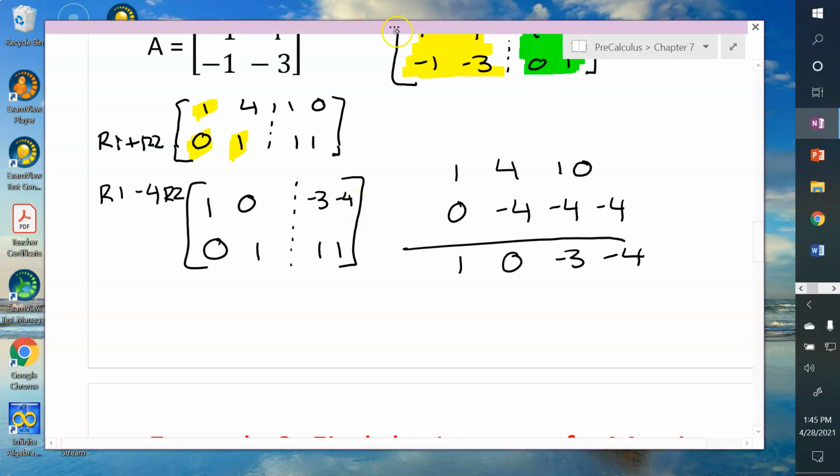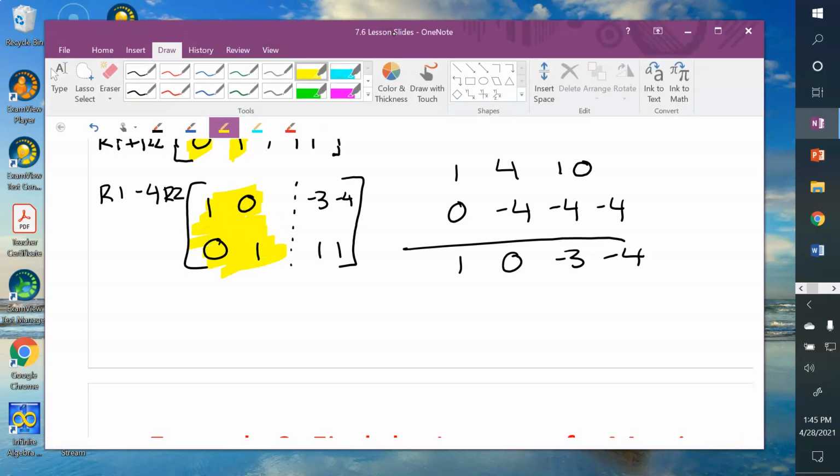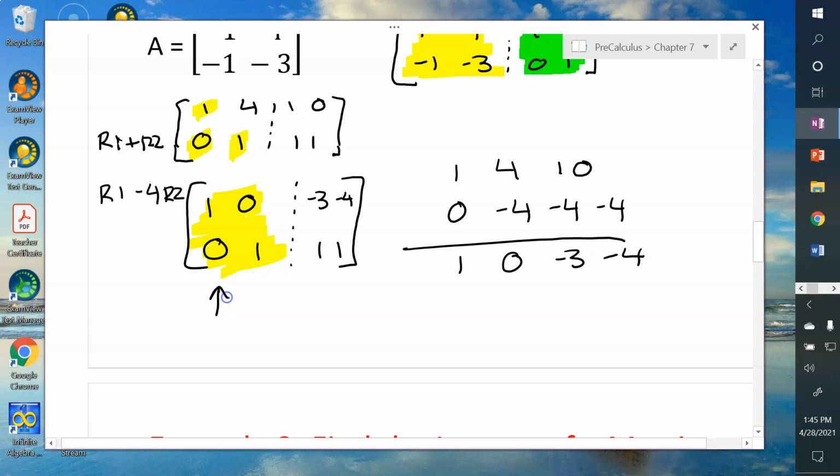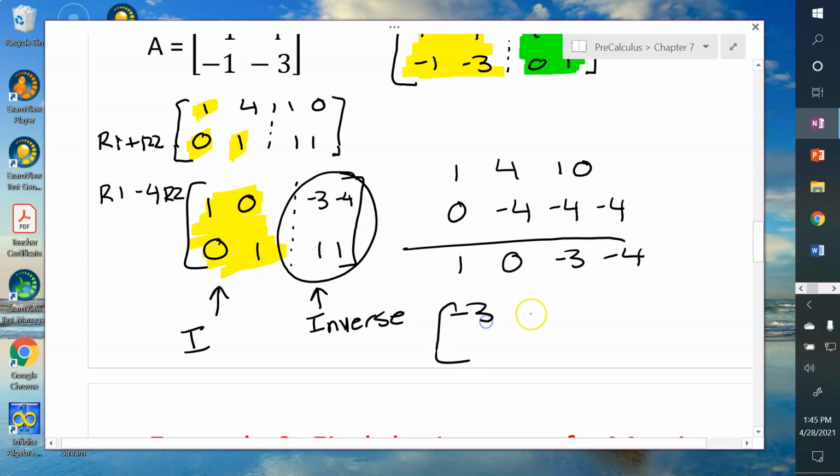So now check it out. I have my identity matrix right here. That's identity. That's what I wanted. And then right here, that's my inverse. So my answer is going to be -3, -4, 1, 1.